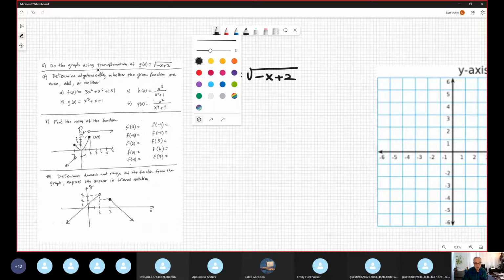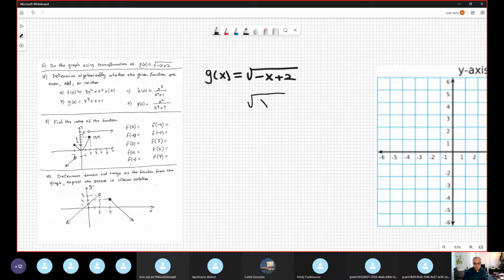No, this belongs to the family of the function that is square root. This is the basic. But I can see transformation. What transformation? The first transformation is reflection. So this is reflection about the y-axis.